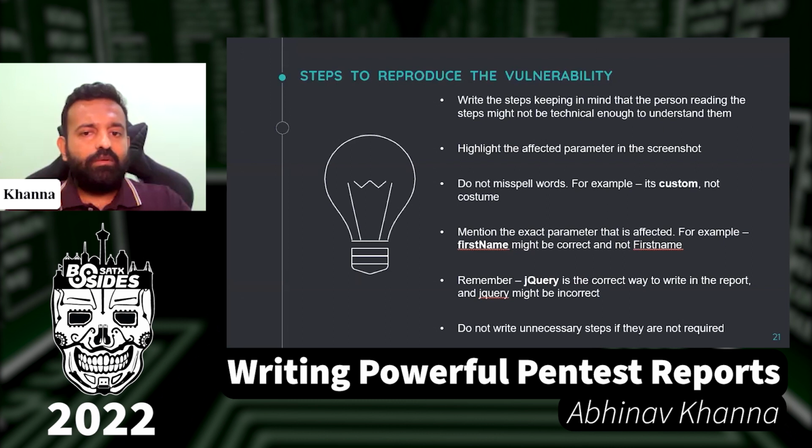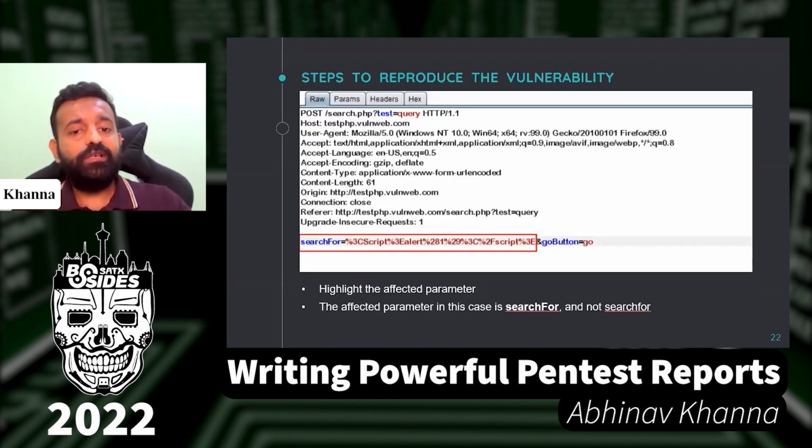Let's understand all these points here. So just like I mentioned previously, highlight the affected parameter. We have highlighted the searchFor parameter here, which is going to make the developer's work easier, that okay, this is the parameter that he's going to work on. And the parameter is searchFor with the F capital. We need to take care of it. It's not simply searchfor in all small case. So this is something that you need to take care of.